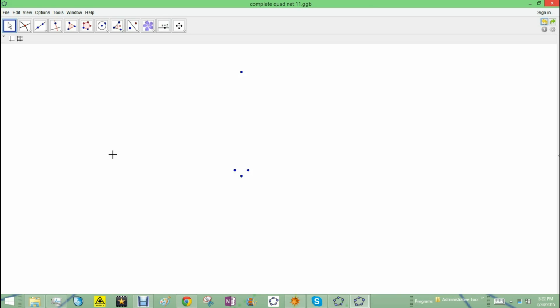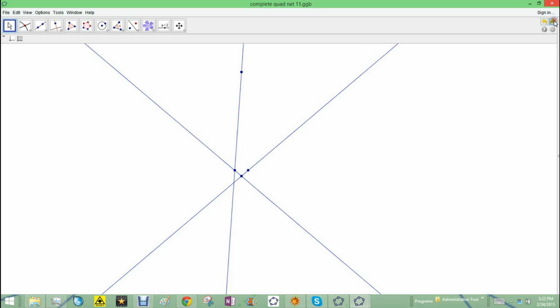Okay, so today I've got a real treat for you. I want to show you something called the harmonic quadrangle-quadrilateral net. It's a very nice construction, and the way you start is simply by putting 4 points in the projective plane, and then you connect those points by all possible lines, 6 lines.